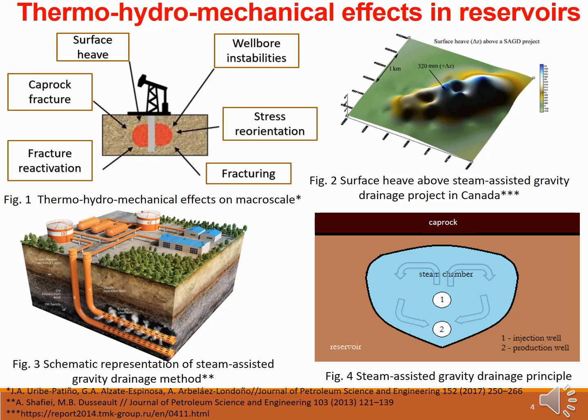Efficiency of steam-assisted gravity drainage is determined by the uniformity of the steam-saturated zone, which is called the steam chamber. A schematic representation of the steam chamber is given in Figure 4. Under the influence of the hot temperature, the viscosity of the heavy oil decreases and it flows down the edge of the steam chamber into the production well due to gravity.